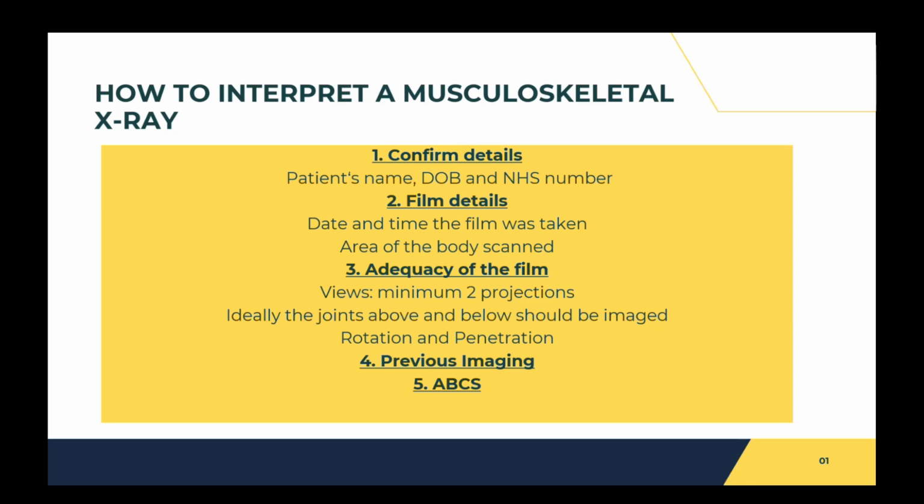Okay, perfect. And yeah, so it's always useful to have a previous image of the same thing, so you would always check that. And lastly, you would go through your ABCS criteria, and we'll get onto that now. So ABCS stands for A for alignment and joint space, B for bone texture, C for cortices, and S for soft tissues.